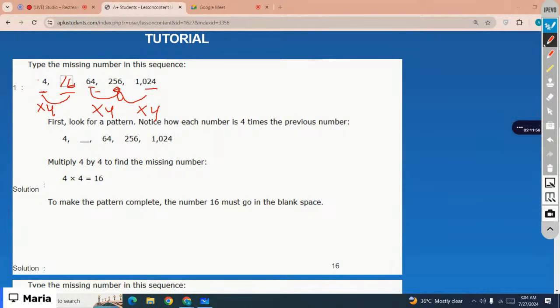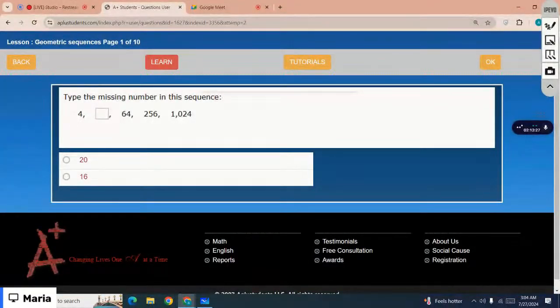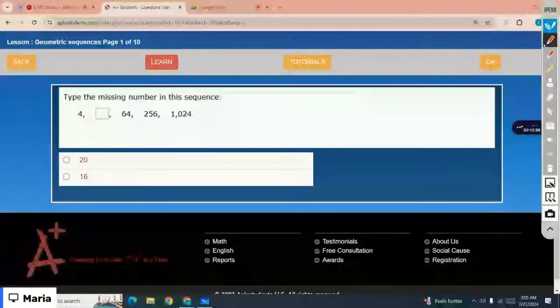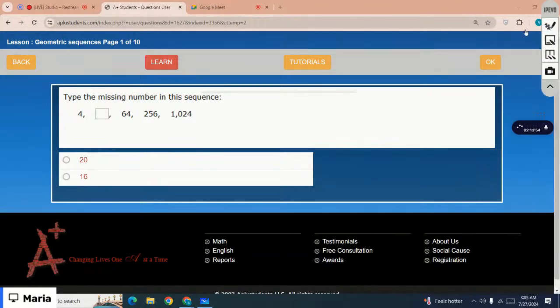Okay, let's move on to the test question. The missing number in the sequence. We're working on geometric sequences, so you can get the next term by multiplying or dividing. You just have to see which number it is. You can find the pattern by using the given numbers in the sequence. That's the one we just did in the tutorial. You have to multiply each number by 4 to get the next term. So 4 times 4 is 16. The missing number is 16.